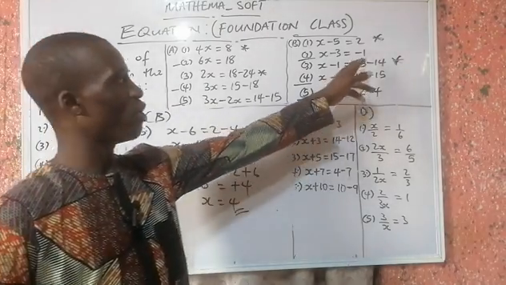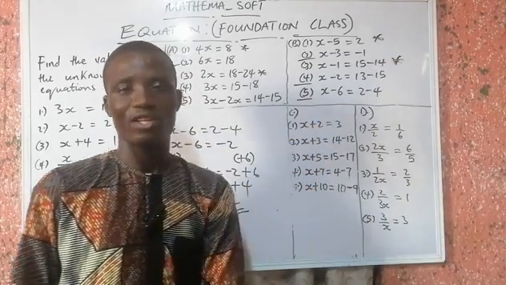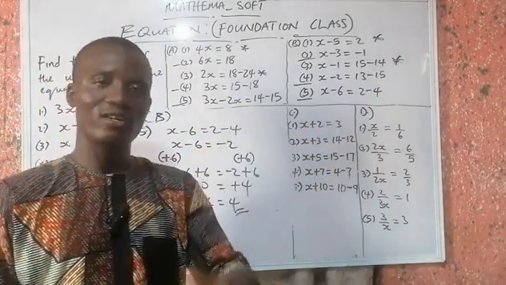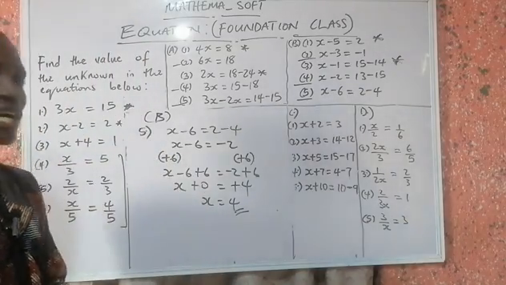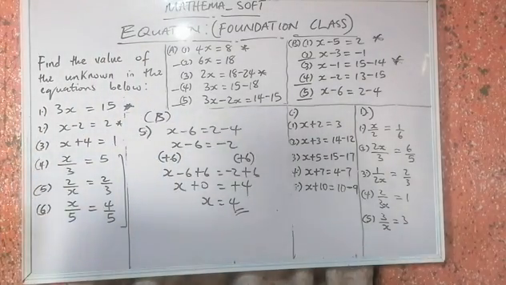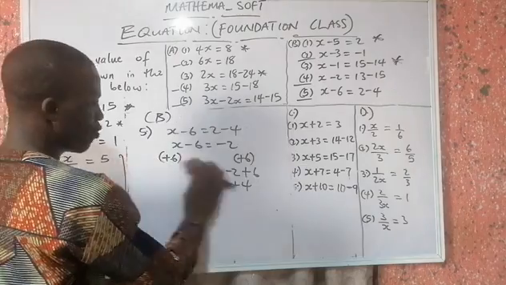Try to lay your hands on question number 1 and question number 3 in category B, and then give me your answer in the comment section below. So let's move to category C. We are almost done.